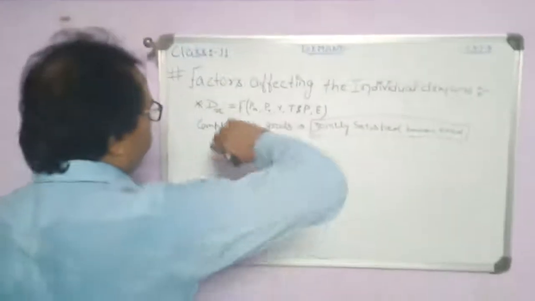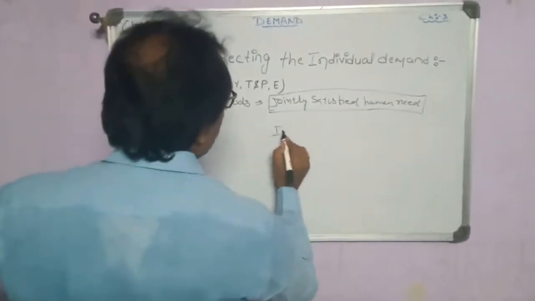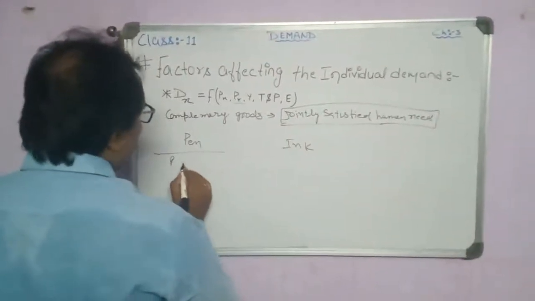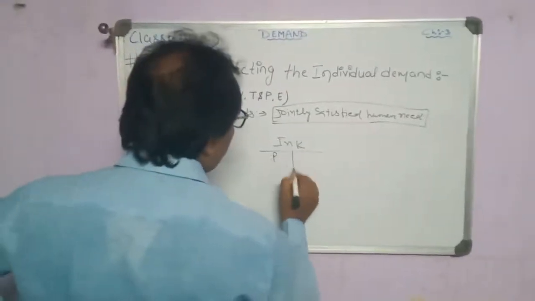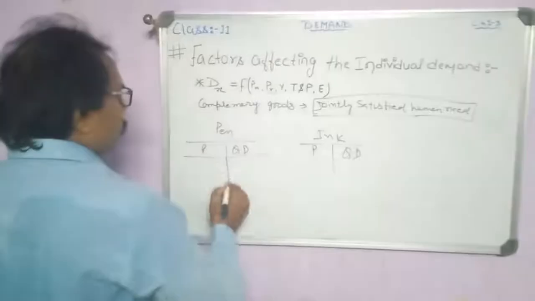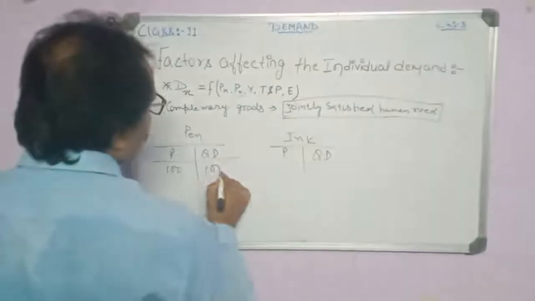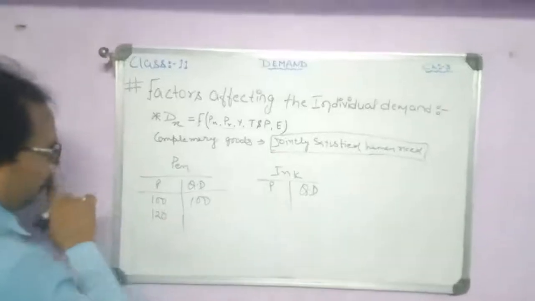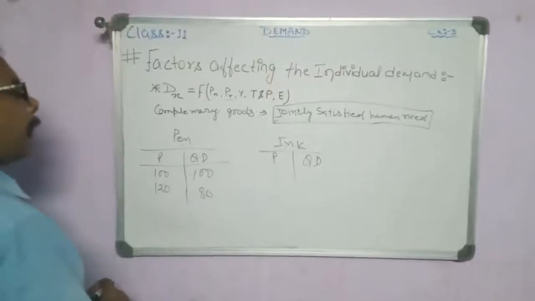So suppose here that is the pen and that is ink. Okay, so price of pen and quantity demand of pen, like price of ink and quantity demand of ink. So look here, suppose the price is rupees 100, the quantity demand is also 100, and if the price increases to 120, the quantity demand decreases to 80, meaning 20 units of the demand has declined.